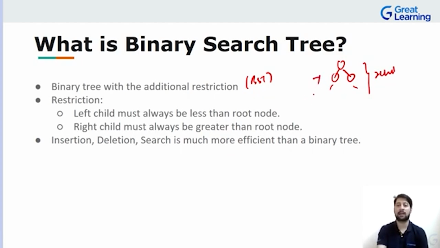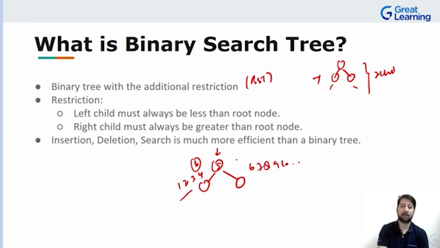So, the restrictions are that the data, let's suppose this is 5 and these are another two nodes. Now, the restriction is that if this is a root node, then you always will have the element that is less than your root node on the left. So you can have 4, 3, 2, 1 on this side, but you cannot have 6 on the left side. Similarly, you can have 6, 7, 8, 9, and so on, on the right hand side. You cannot have 1, 2, 3 on the right hand side. So these are the two restrictions that are there in a binary search tree.